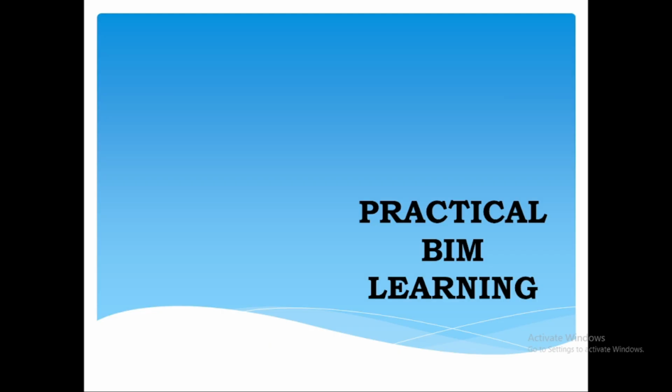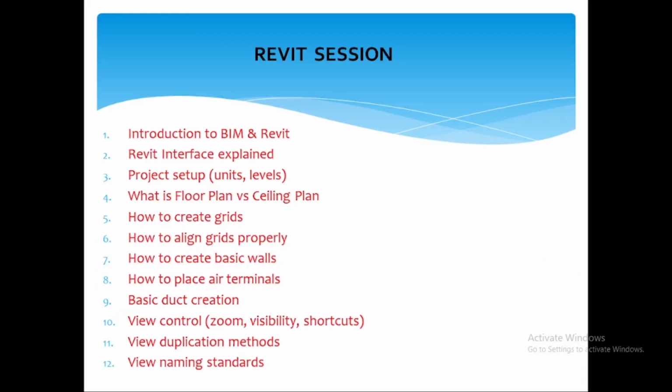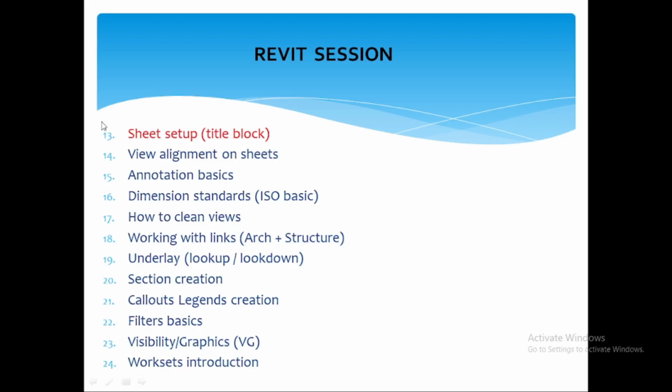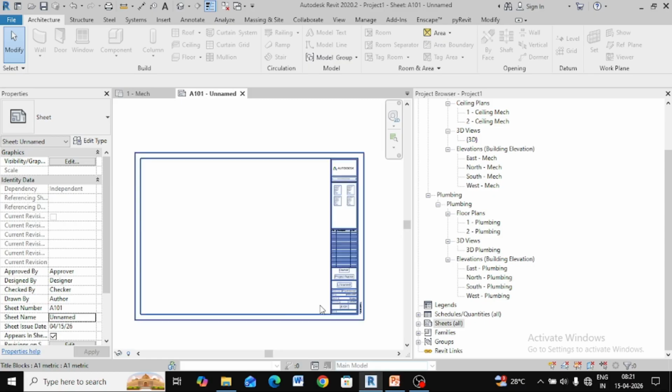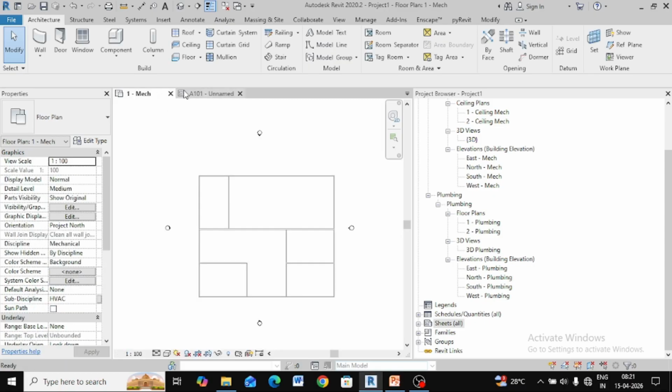Today I will explain how to set up sheets in Autodesk Revit in a professional and organized manner. A sheet in Revit is used to present drawings in a structured format for printing and documentation. It typically includes views such as plans, sections, elevations, schedules, and legends.